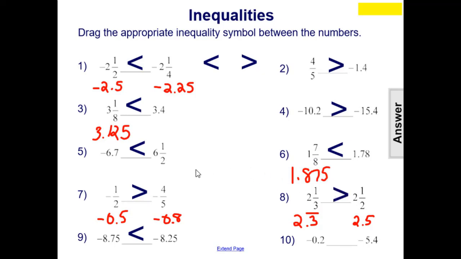And finally, we have negative 0.2 and negative 5.4. Negative 5.4 is farther from 0. Negative 0.2 is closer, so it will be greater than negative 5.4. Again, always convert your fractions to a decimal and see which is closer to 0 to see which is larger, or which one's farther away from 0 to see which one is smaller.